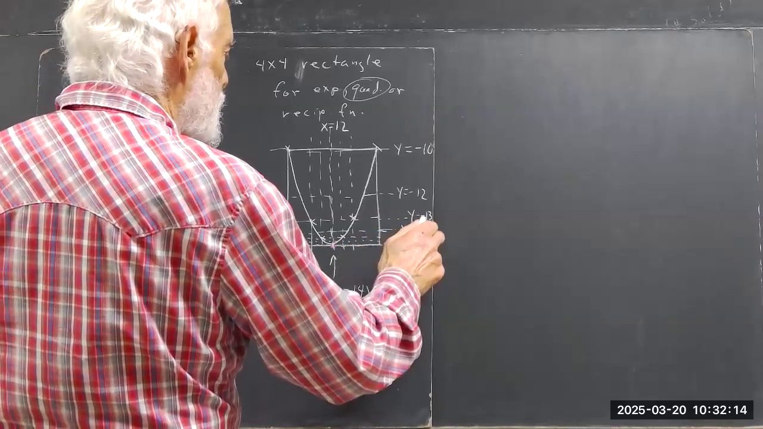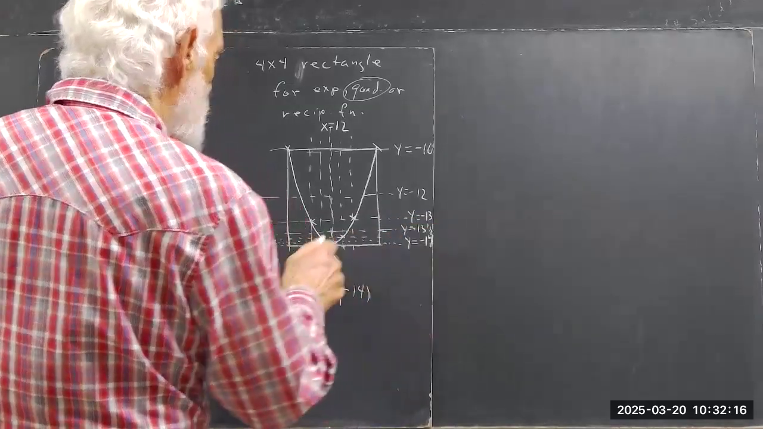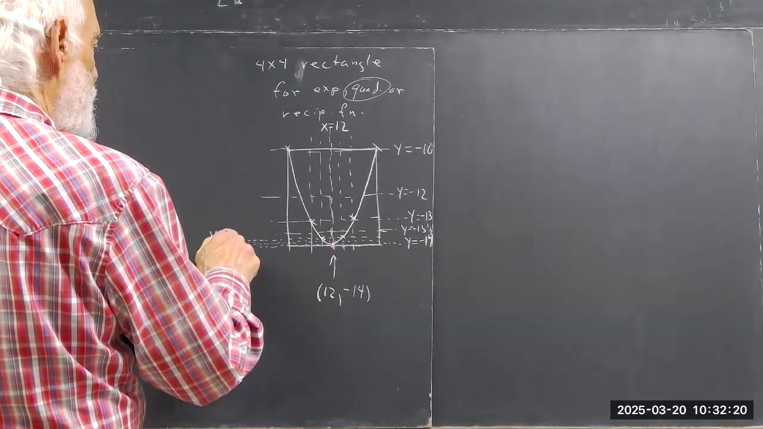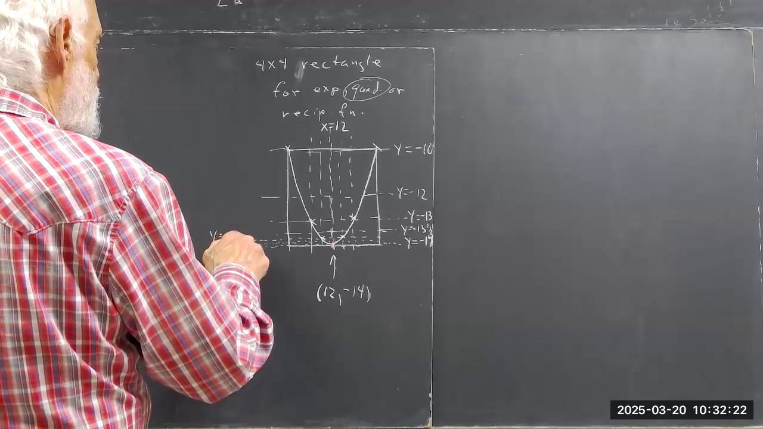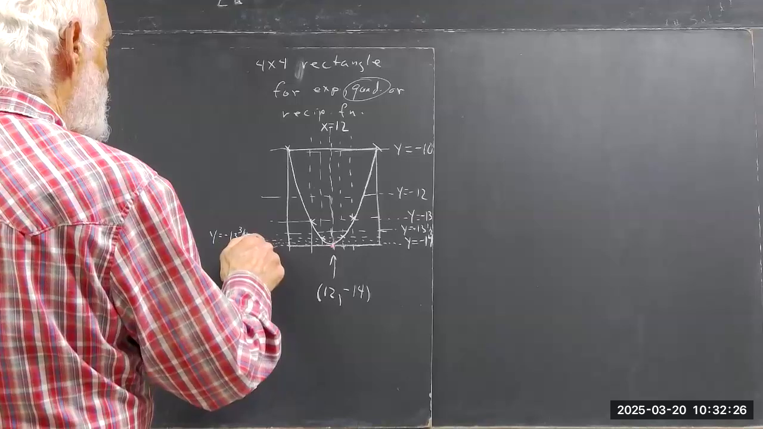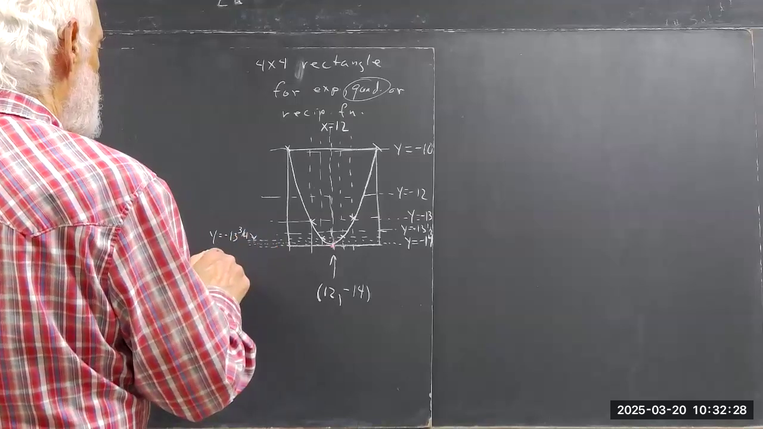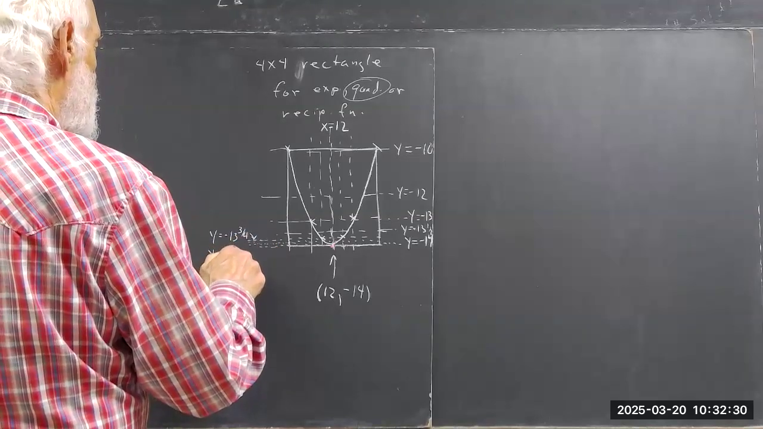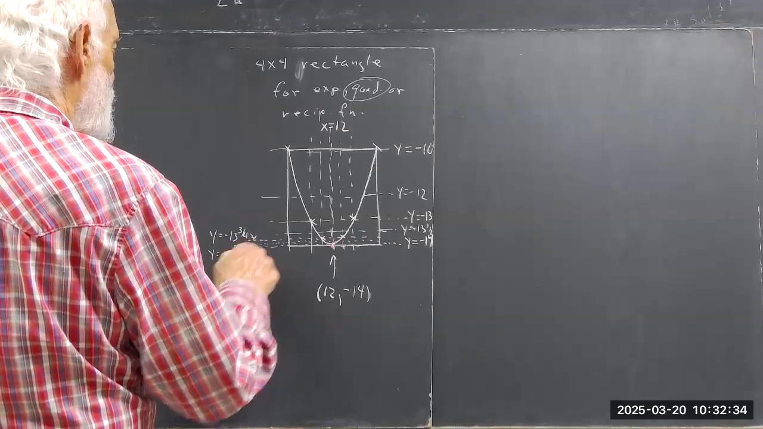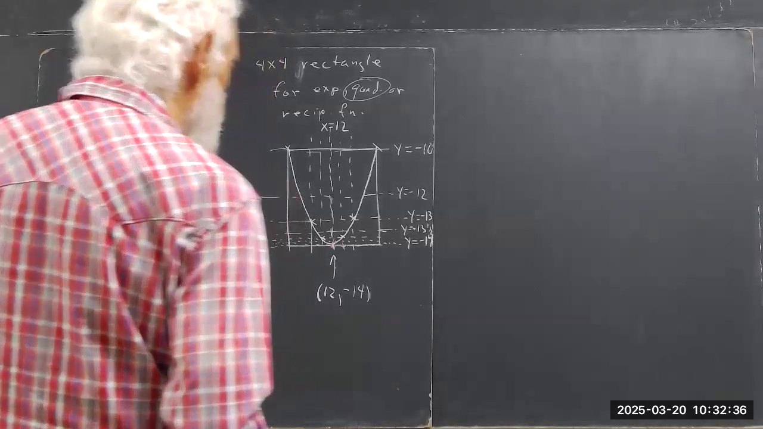I don't really have room to label the rest of it over here, so I'm going to come over here and I'm going to say over here y equals -13 3/4. That would be this one. Y equals -13 7/8. That would be this lowest line. Okay.